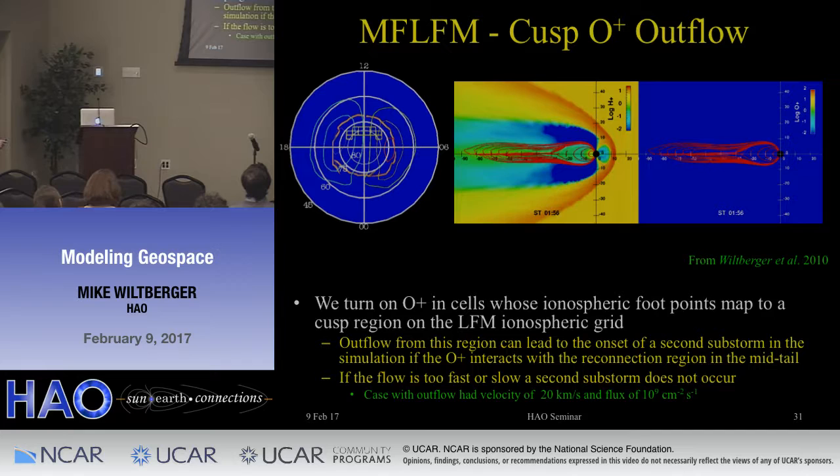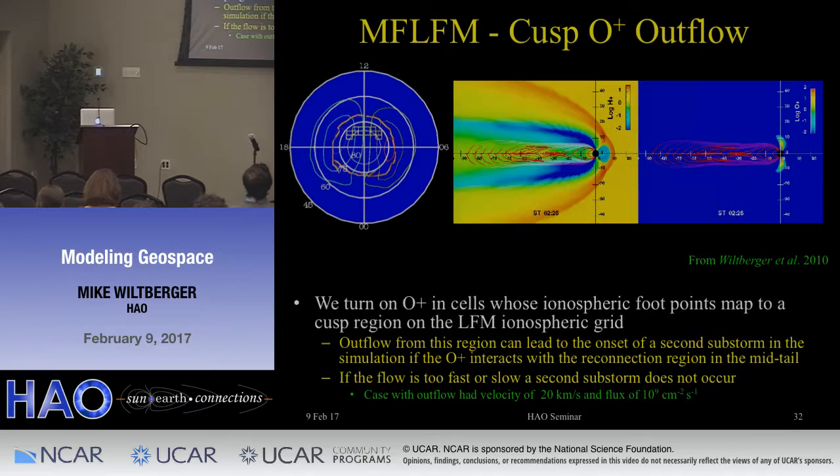What impact does this have on the system itself? This animation is going to show you that variability. The panel on the left is giving you the simulation without any outflow, what happens in the typical kind of configuration. And then the panel on the right is the same solar wind conditions, the same time frame with that cusp outflow turned on. And then I've got a set of field lines that are drawn along in here to help you see what's going on with the dynamics of the magnetotail.